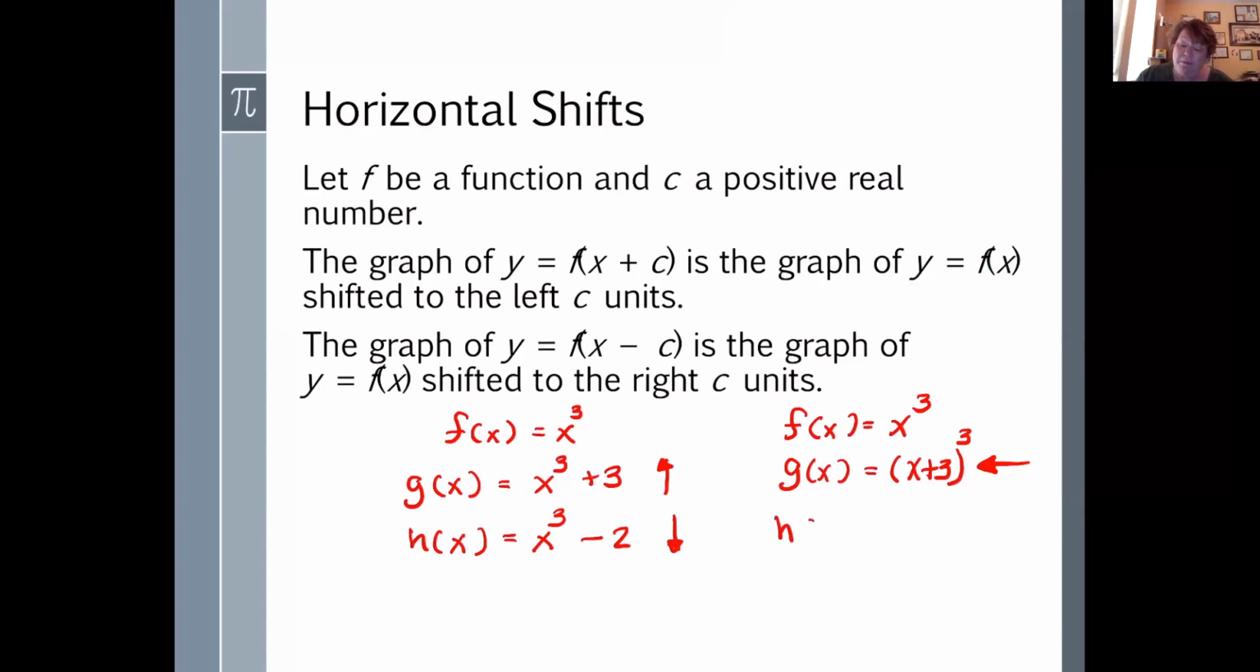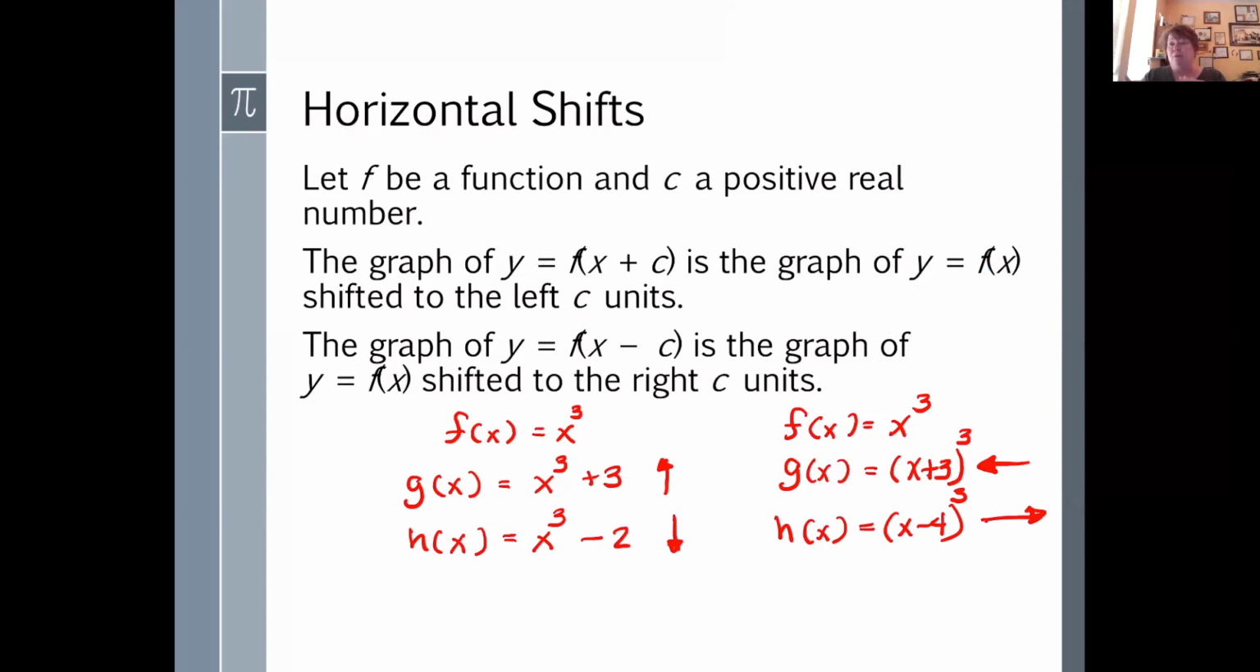Okay, how about h of x being maybe (x - 4) cubed? When I take my input x and I subtract a constant from it, that is a shift to the right. So we can see the difference. On the left here, I'm adding a constant to the output. I'm adding a constant to the function. On the right, I'm adding or subtracting a constant from the input of my function.